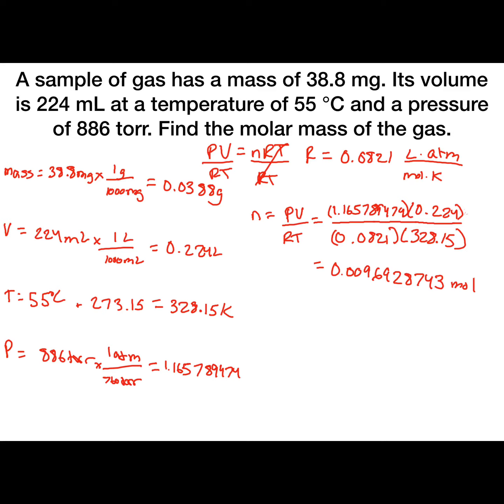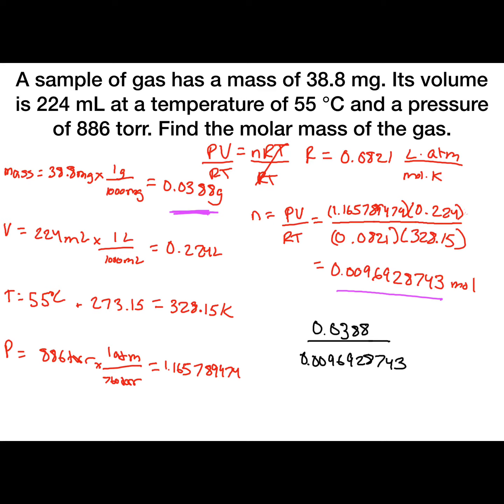We need to find the molar mass of the gas. So molar mass is in grams per mole. So we have our grams here, and now we have our moles. So all we need to do is do mass over our moles. So we have molar mass is equal to our 0.0388 divided by our number of moles of 0.009692873.